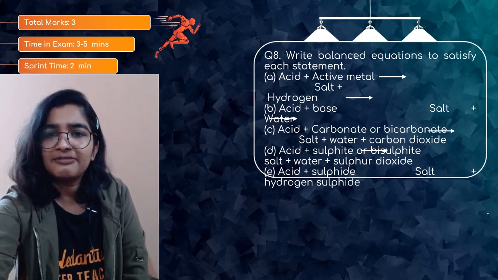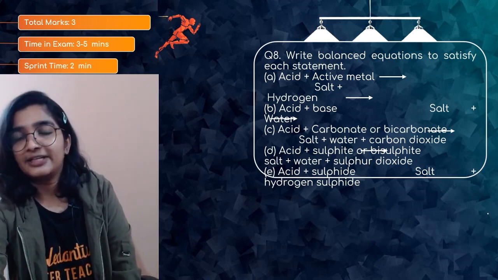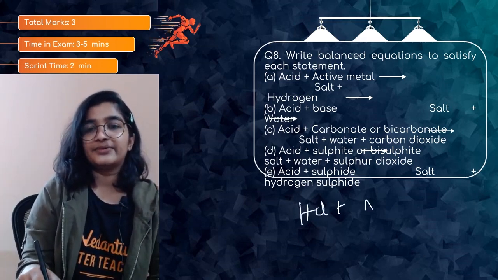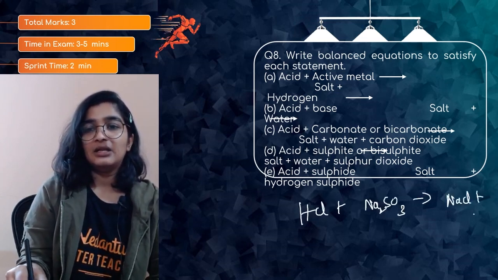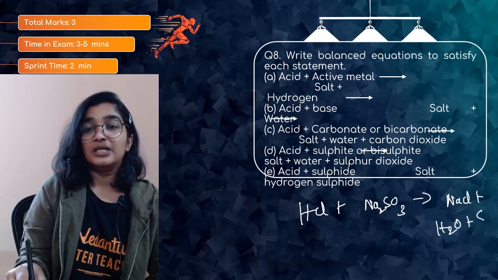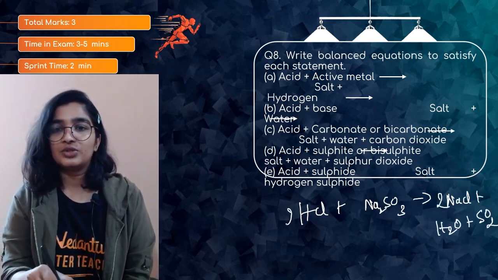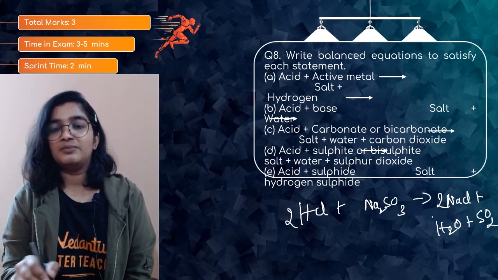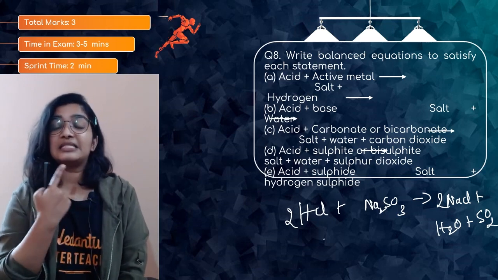Acid plus sulfite or bisulfite, you will get salt, water plus sulfur dioxide. Again, an acid, HCl plus Na2SO3, you will get NaCl plus water plus SO2. Balancing: 2 NaCl, hydrogen, oxygen balanced. The last one is acid plus sulfide. Okay, acid plus sulfide it is.